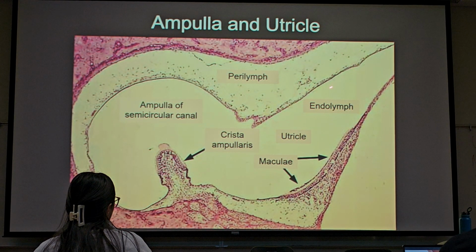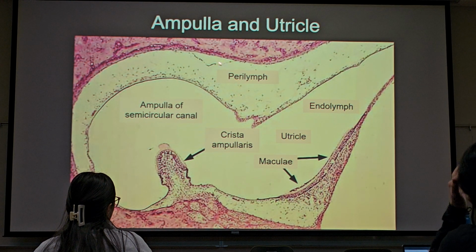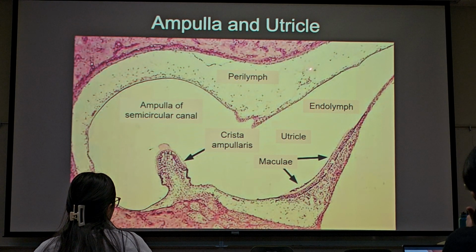This is the membranous labyrinth, the membrane that's surrounded by perilymph. So here's the bony labyrinth. Remember what bone looks like? Does that look familiar?